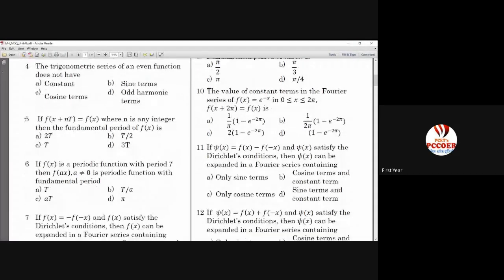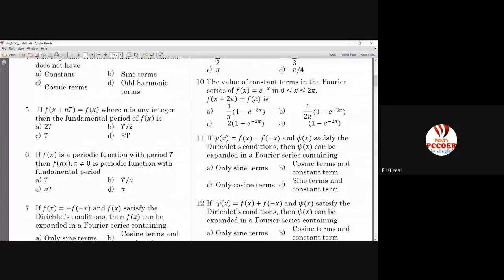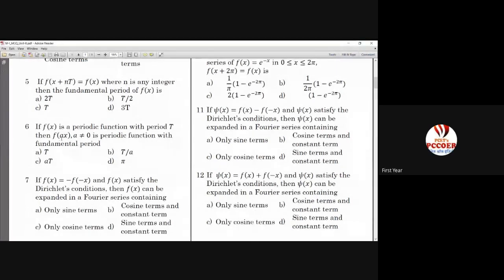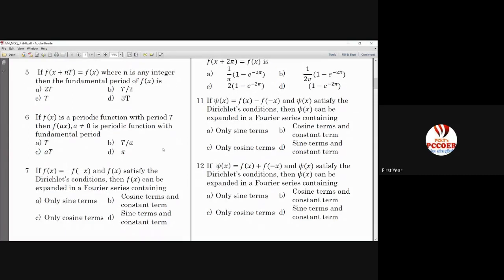Just see this. Question number 5. f of x plus nT is equal to f of x, where n is any integer, then the fundamental period of f of x is T. T is the answer. And here, what will be the period of ax? T by a, division by a.